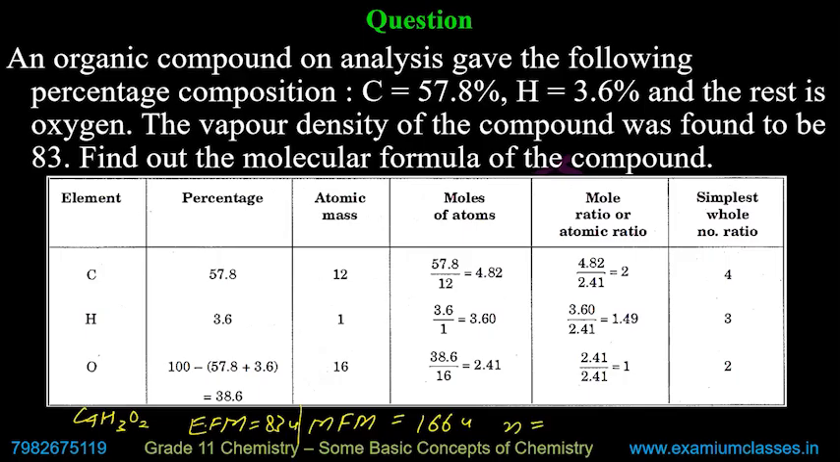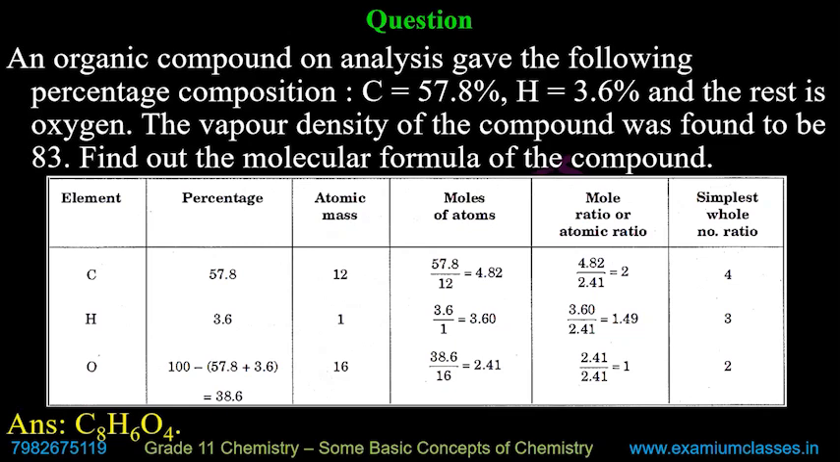Now I know that the value of n is molecular formula mass divided by empirical formula mass. That is 166 by 83, that is 2. And this is the value by which I need to multiply the empirical formula to get the molecular formula. So I will multiply this empirical formula by 2 to get the molecular formula, which will be C8H6O4.